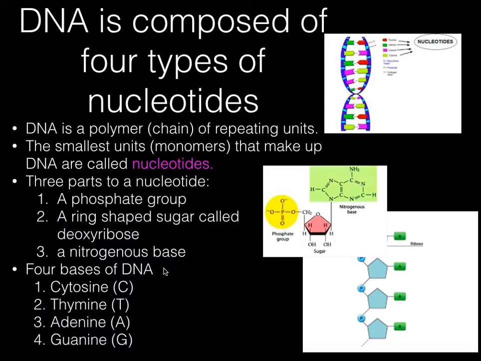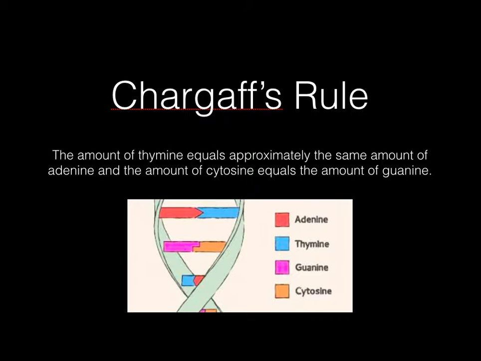So there are four bases of DNA, and those are these nitrogenous bases. There are four different kinds: there's cytosine, there's thymine, there's adenine, and there's guanine. And you can see up here we have different puzzle pieces that fit together. So these bases are going to fit together in certain ways.